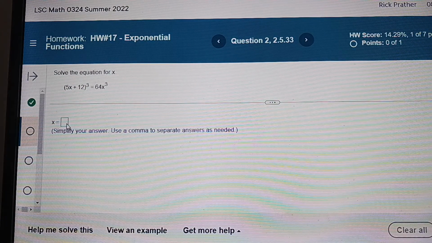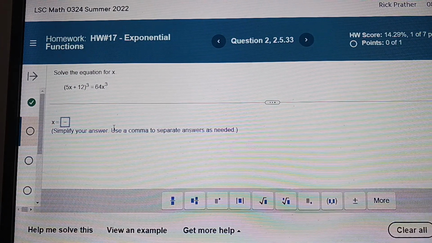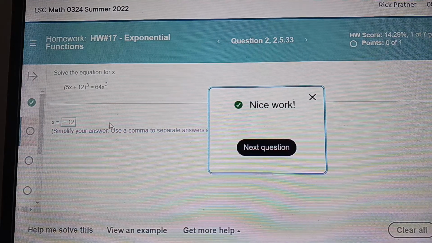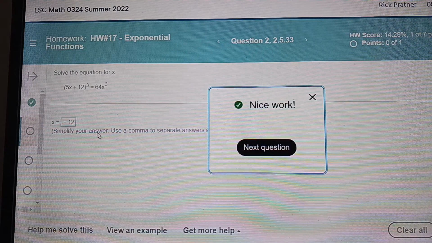Simplify your answer, use comma. They don't want to give away how many answers there are. Negative 12. It says use a comma to separate answers, but we only got one answer.